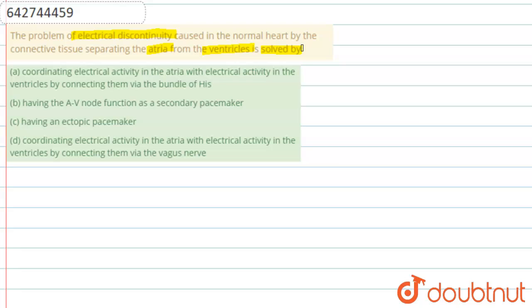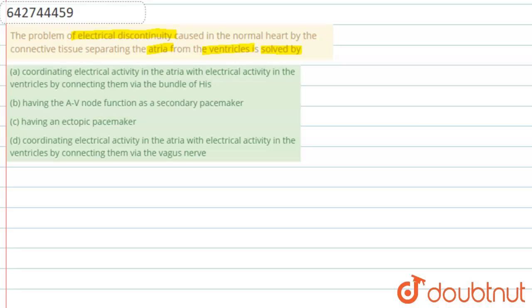Option D, coordinating electrical activities in the atria with the electrical activities in the ventricles by connecting them with the vagus nerve. So here we have been asked how the electrical continuity in the chambers of the heart is maintained. How can the problem of electrical discontinuity be eradicated? It is eradicated by connecting the electrical activities of the atria and ventricles through the bundle of His.